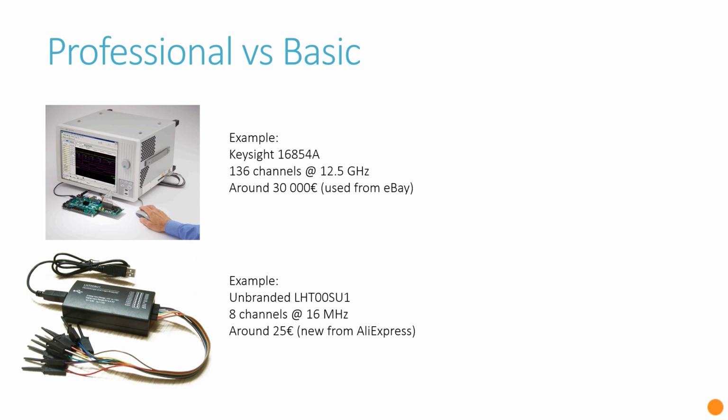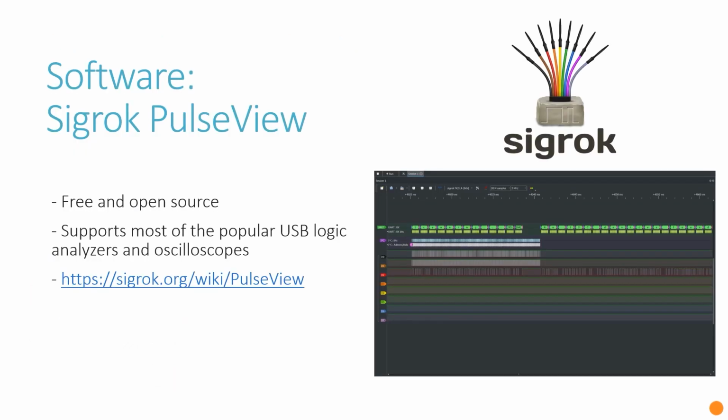In this video, I'll be using one of the cheapest logic analyzers commonly available, the unbranded LHT00SU1, which I purchased for around 25 euros. As it is a USB logic analyzer, it must be used in conjunction with the right software on your computer. I'll be using the open source PulseView software, which supports this logic analyzer out of the box after you've installed the required drivers. Instructions for installing the drivers can be found from the PulseView wiki along with downloads for the software.